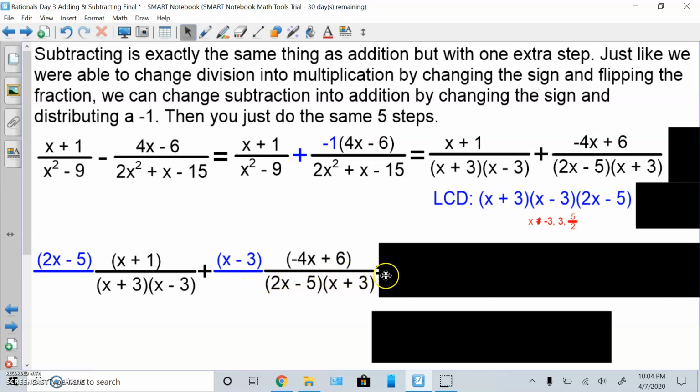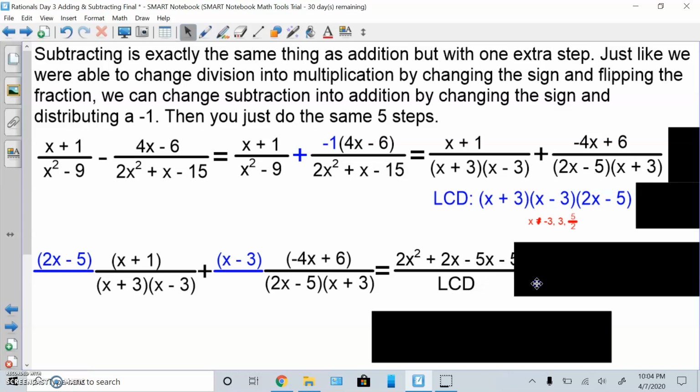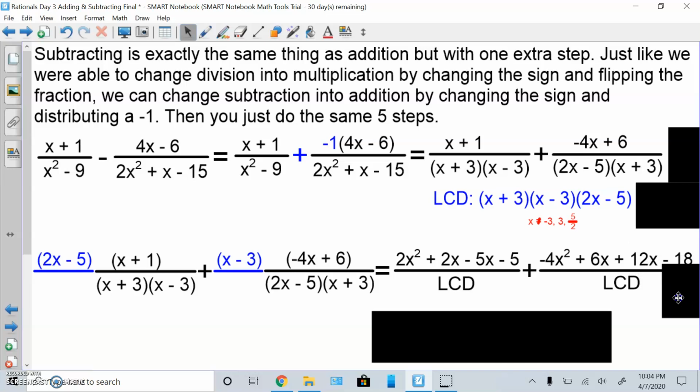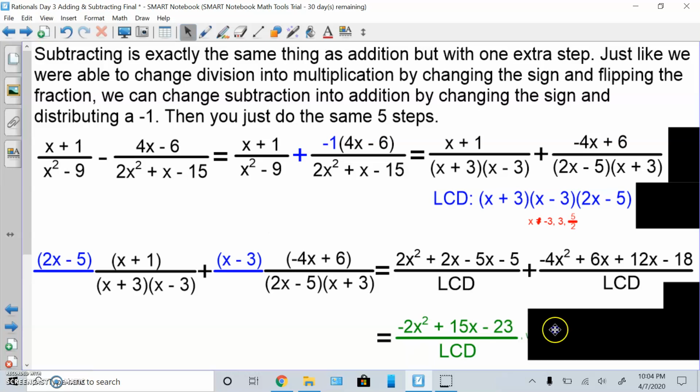There's another lazy shortcut I do: once the bottoms are the same, you can just write LCD because you don't write all 3 things over and over. So as long as you have the LCD written somewhere on your paper, I can say, okay, I'll just look back at that. And then also you have to FOIL the top, so I get 2x squared plus 2x minus 5x minus 5. Second fraction, same thing, you FOIL, and then the bottom is LCD. Once the bottoms match, keep it the same, call the bottom LCD, combine the tops.